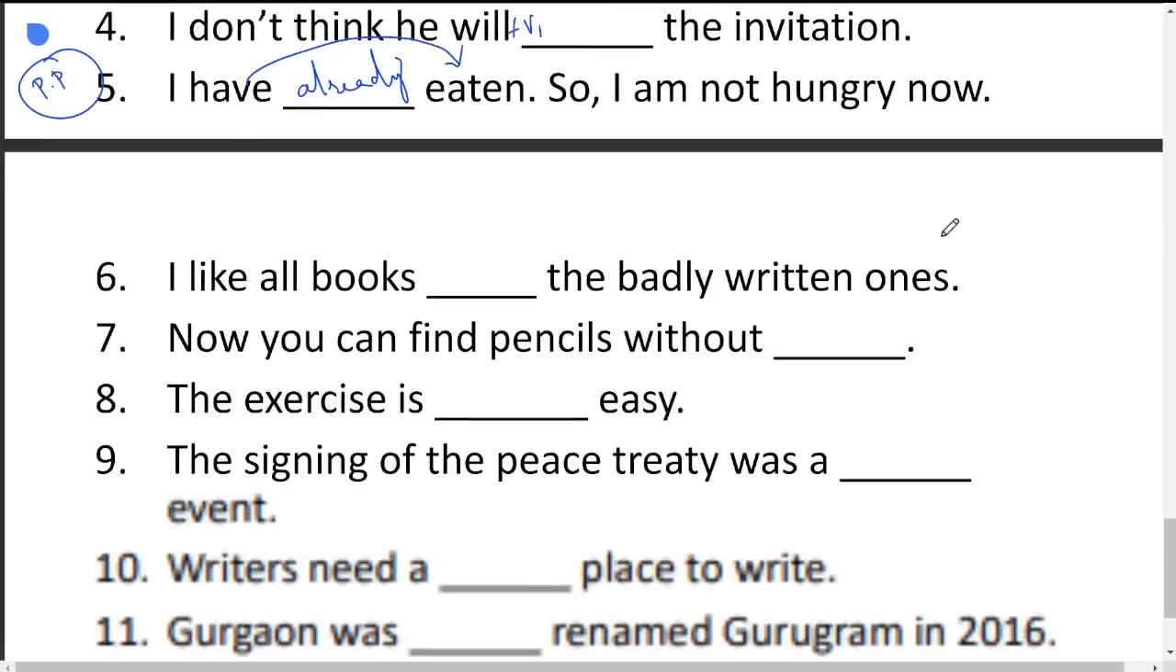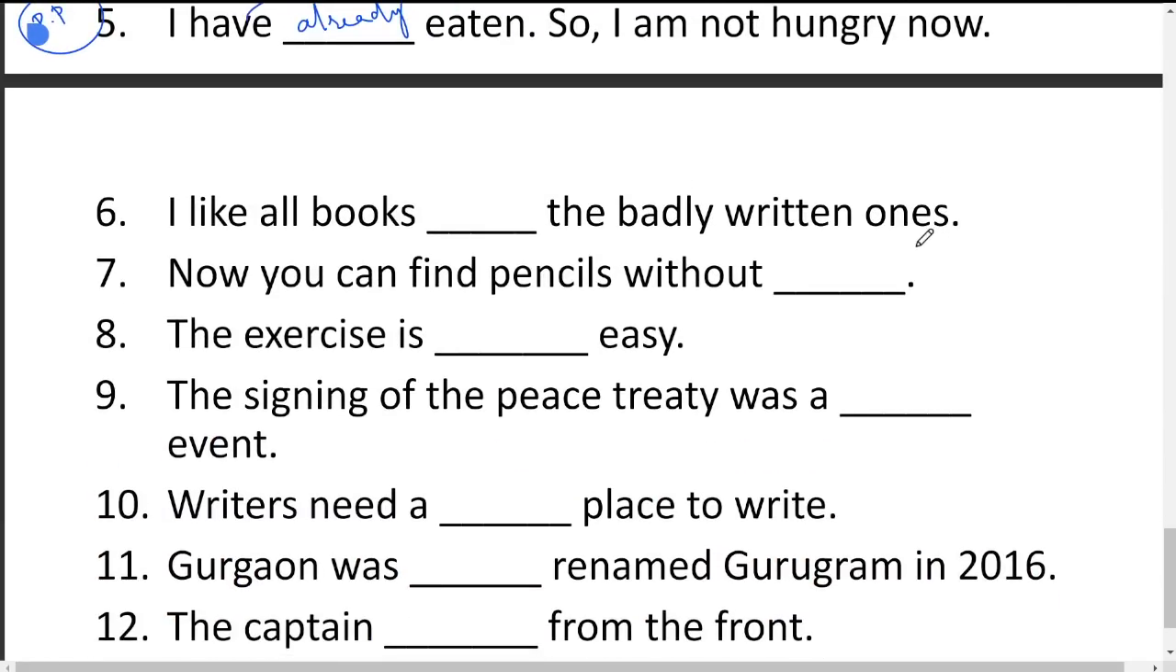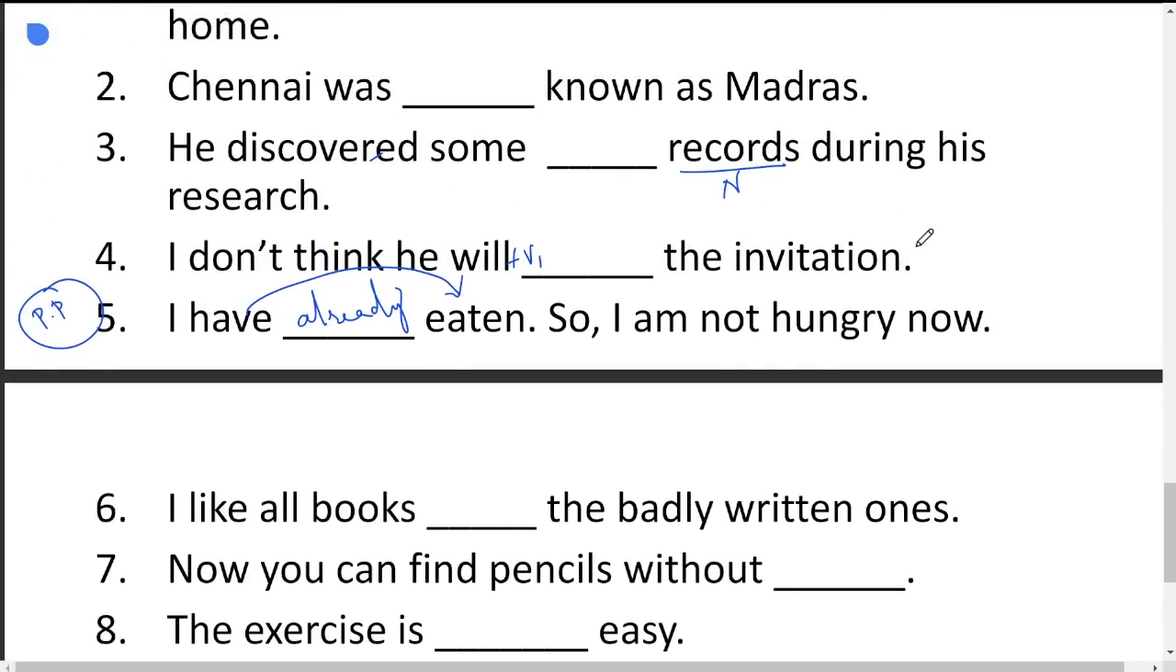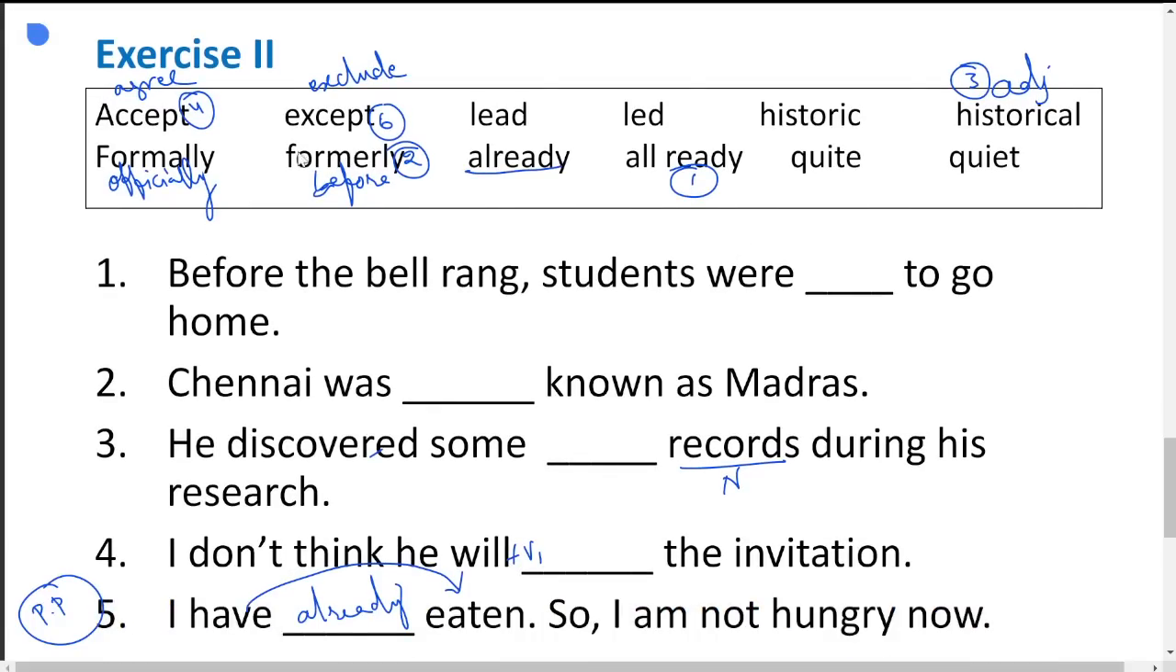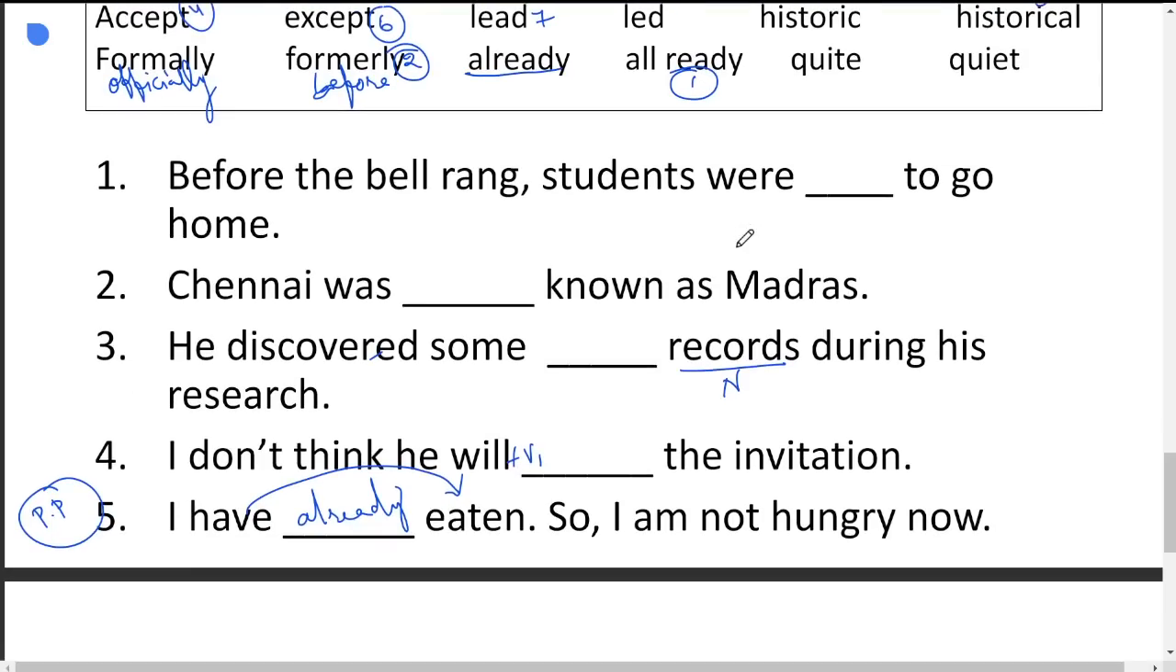Next. Now you can find pencils without dash. Without lead. What is this? Lead can be used as a metal. This lead is the verb form. So you are speaking about the pencil. So what do you have to use here? Only lead. Without lead. Okay, next.